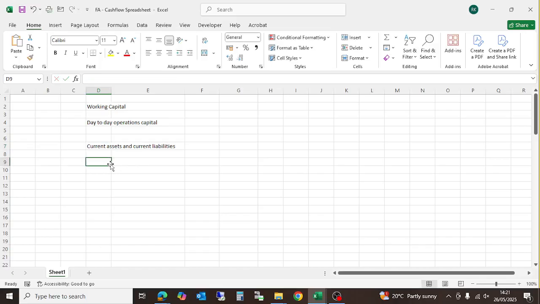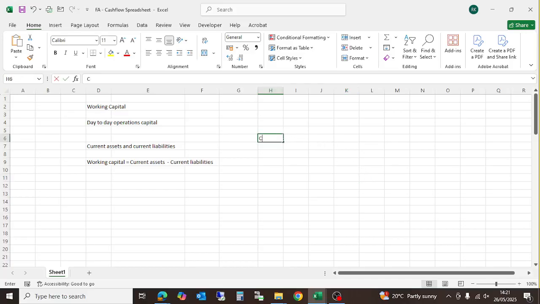So the formula for working capital is like this: working capital is equal to current assets less current liabilities. This is what working capital is. Working capital is the difference between current assets and current liabilities. So basically we are doing a comparison between our total current assets and our total current liabilities.